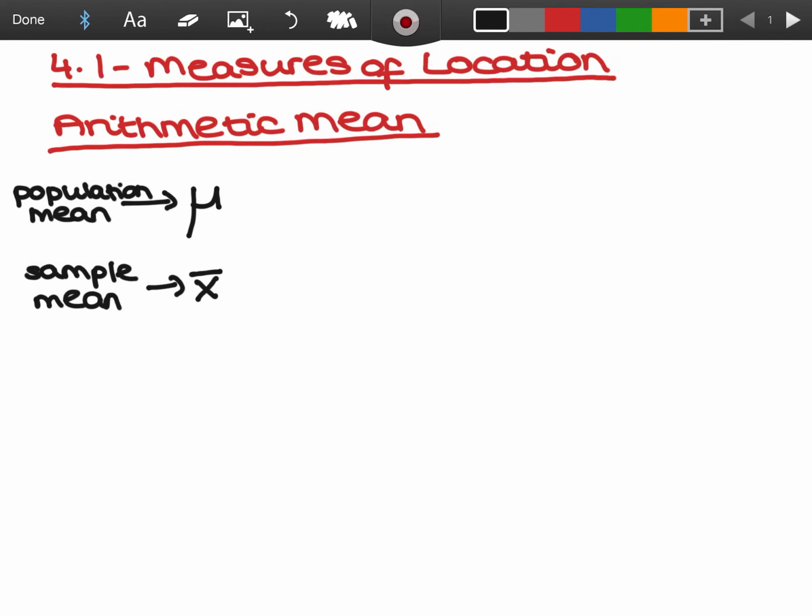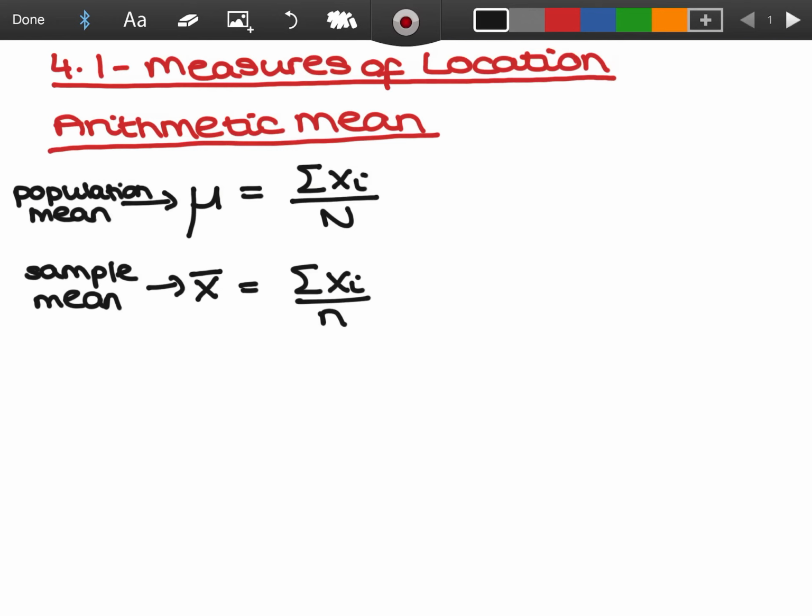In the same way, we're going to have a very slightly different notation when we actually do the equation for this. Okay. Both of these say the same thing, it's just that we use a different n depending on whether we are looking at a population or we are looking at a sample.